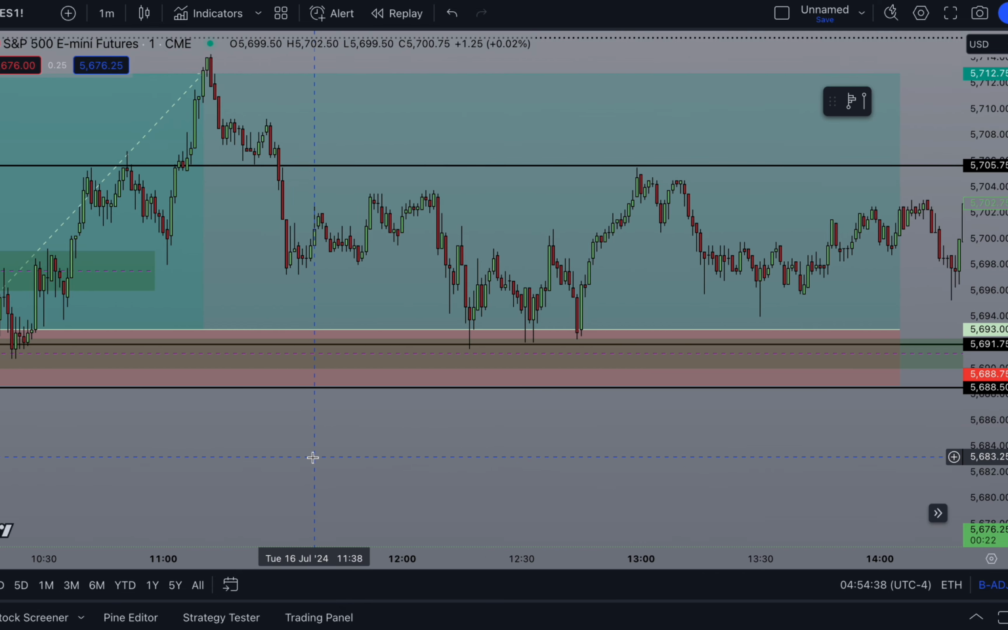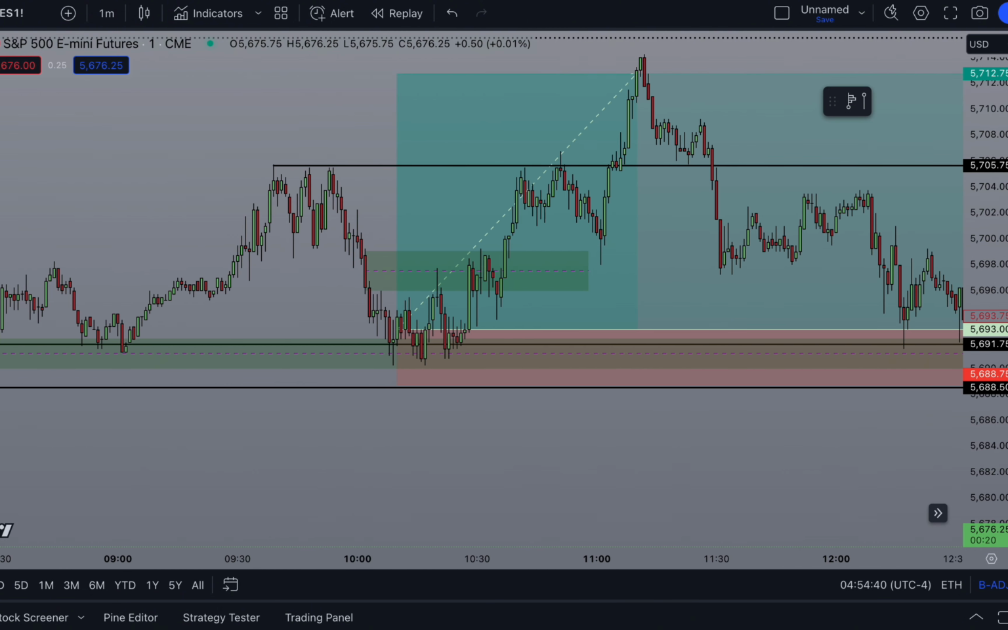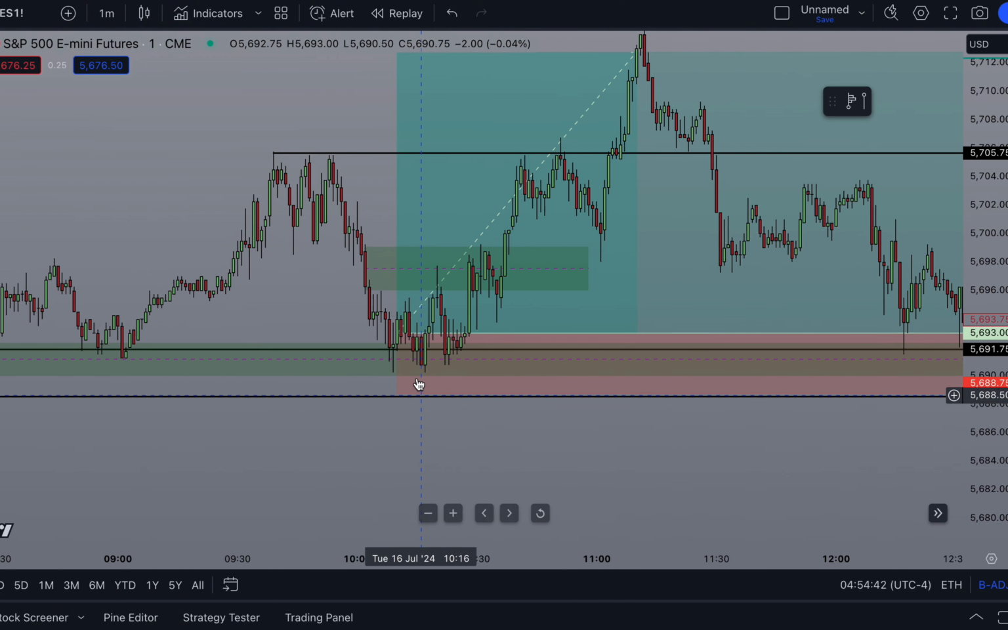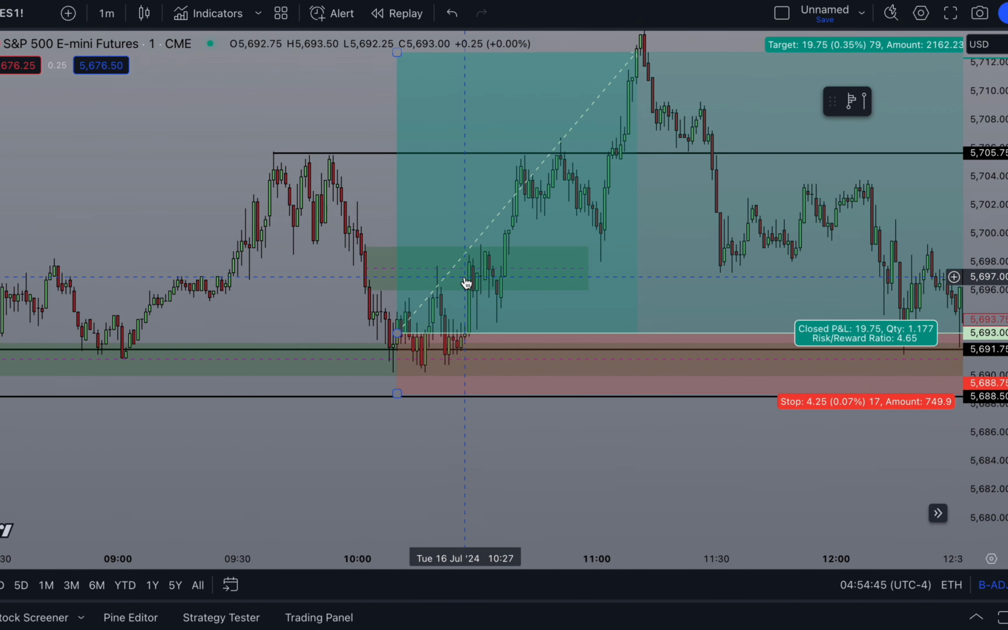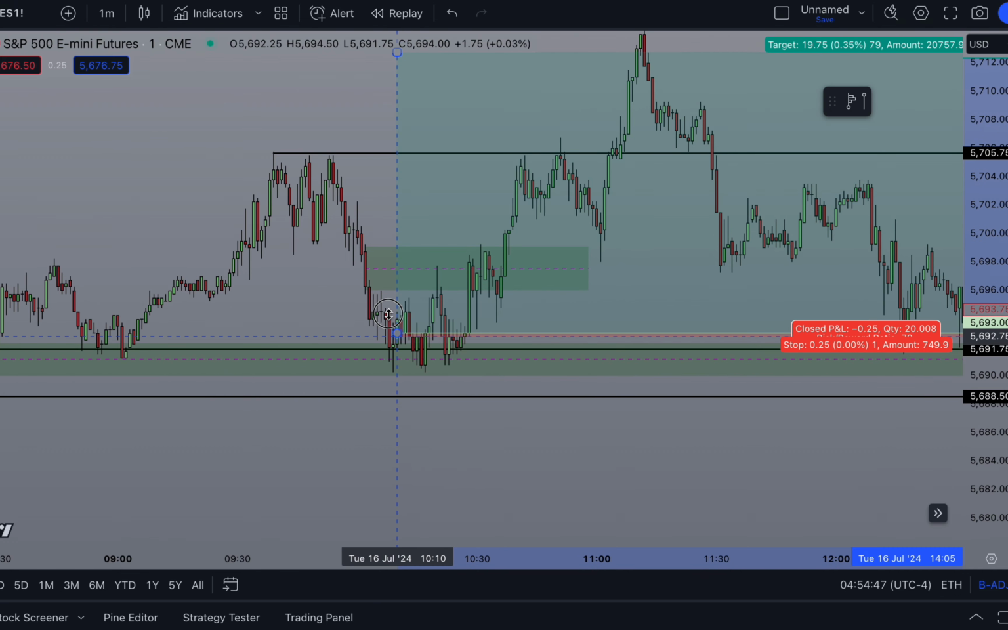Now, let's say you set your take profits, and the main issue all traders have is as soon as their trade is a few ticks into profit, what do they do? They bring up their stop loss, boom, right here.